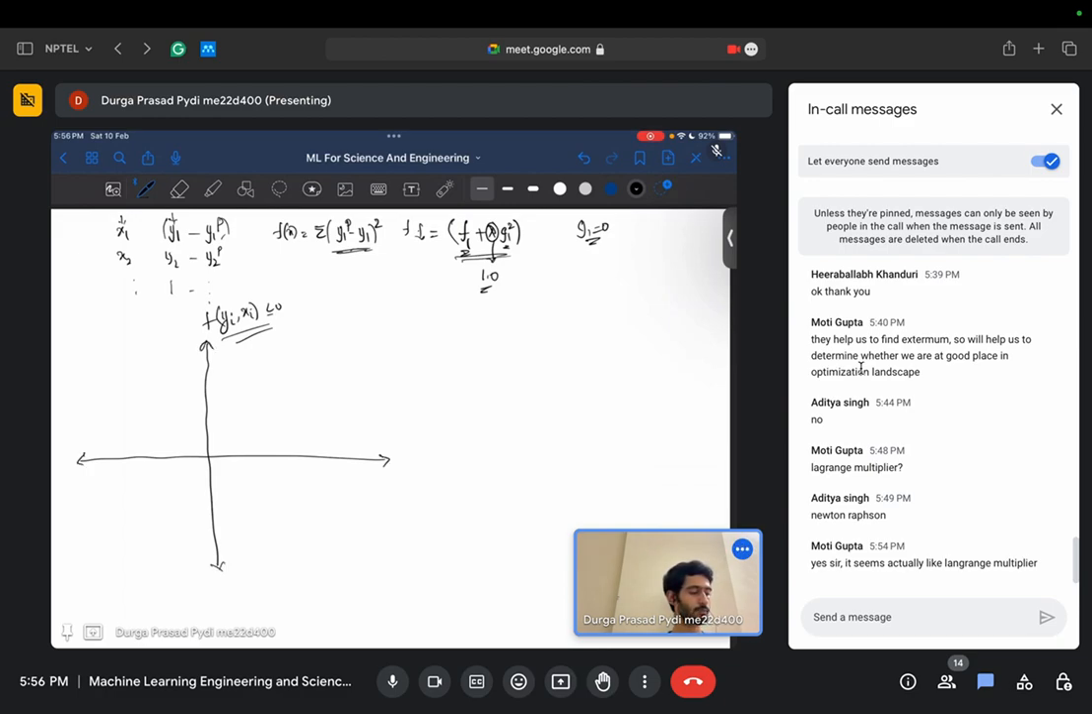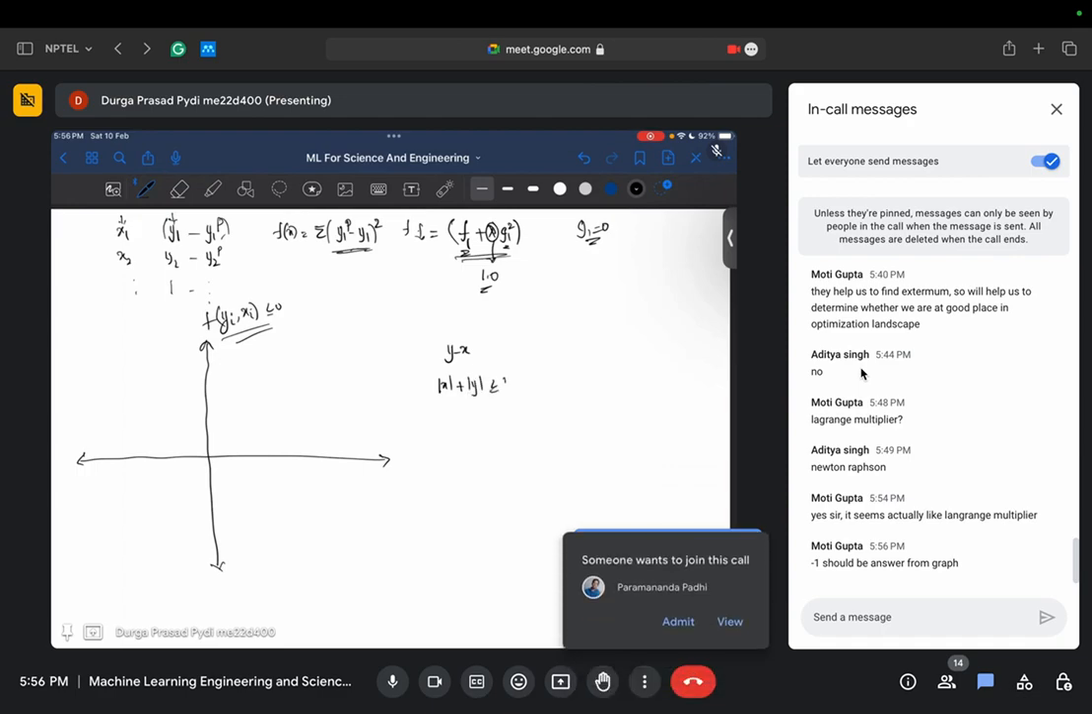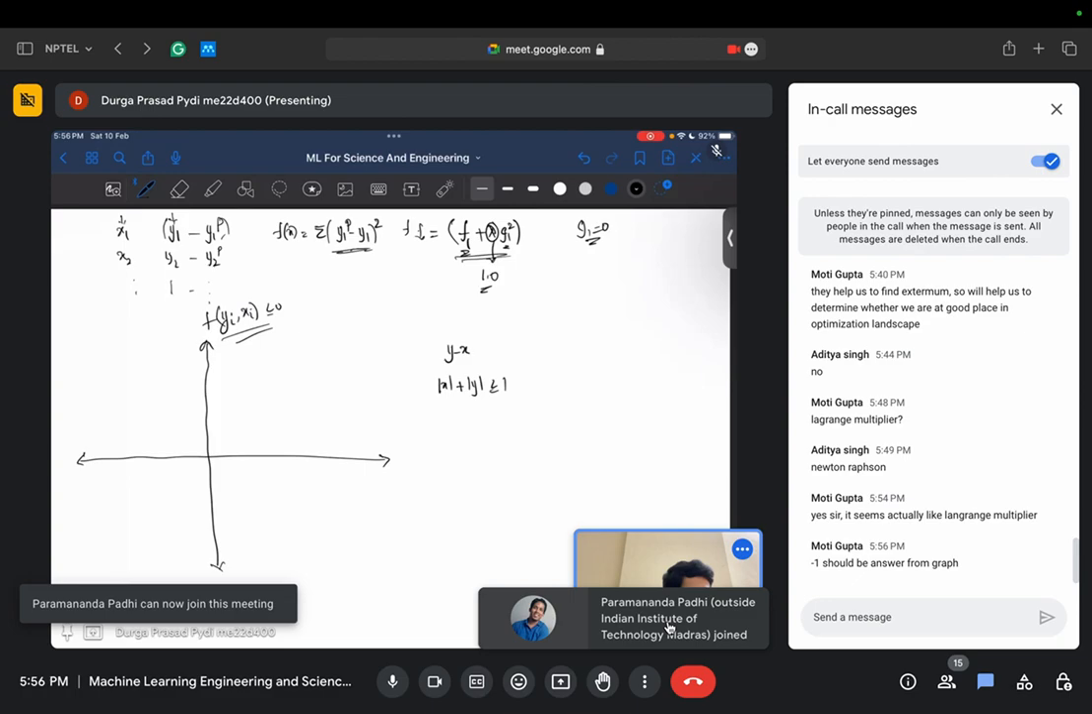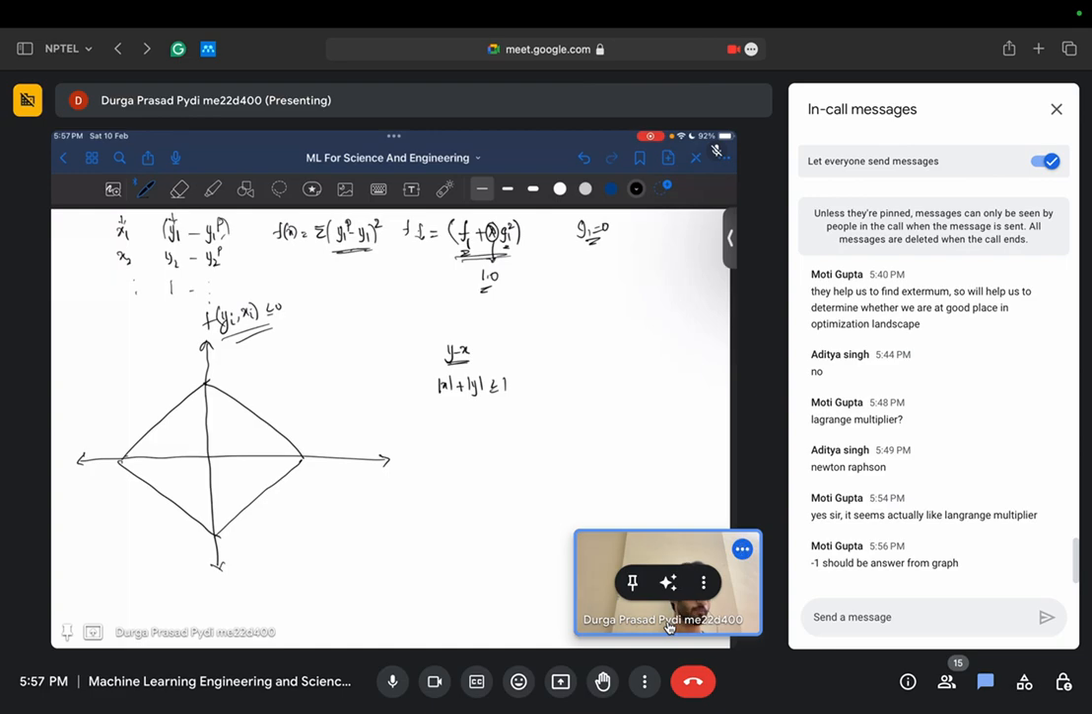So if these are my axes, the function is y minus x, and the constraints say it should be greater than or equal to minus 1 and less than or equal to 1. So these are my constraints, and this is my domain. Within these boundaries I need to find the solution of this particular function y minus x. So y minus x is like y equal to x plus c. I'll use a different color. So the lines will be something like this. This is y minus x equal to 1.